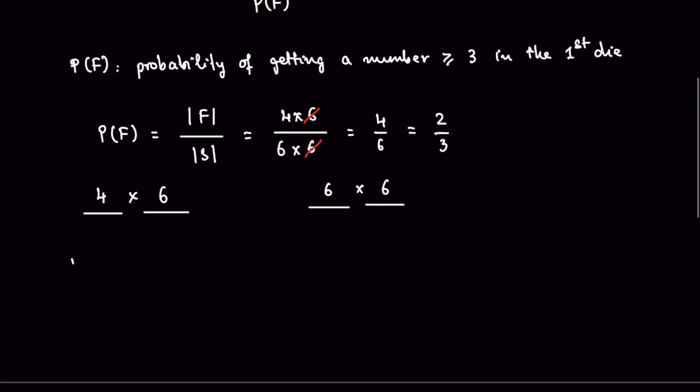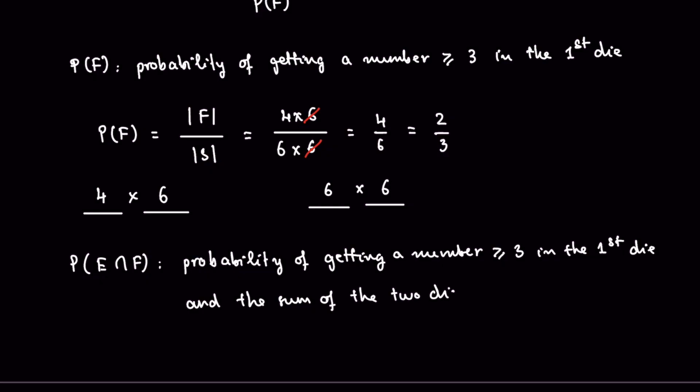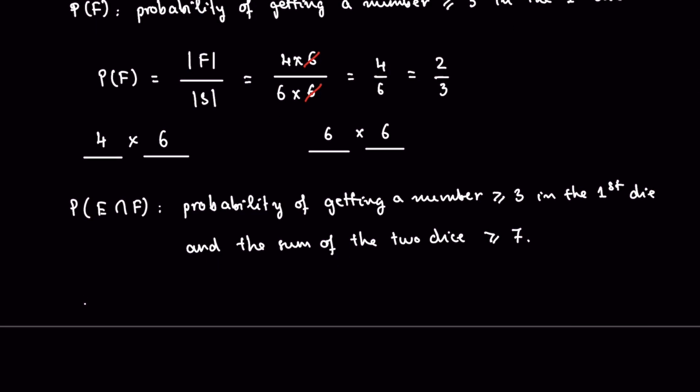Now, you're going to calculate the probability of E and F. Well, this is the probability of getting a number greater than or equal to 3 in the first die, and the sum of the two dice is greater than or equal to 7. And the formula is going to be P of E intersect F equal to the cardinality of E and F divided by the cardinality of S.